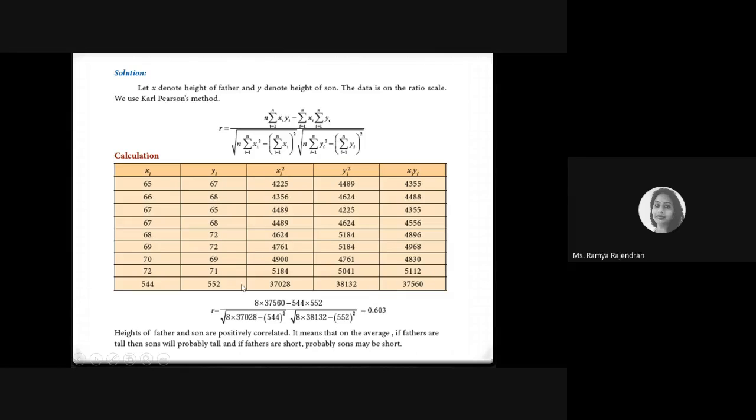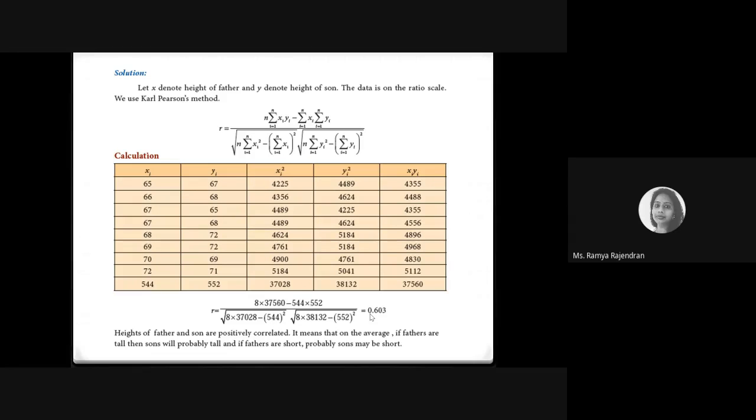Now we apply Karl Pearson's formula. We have n as 8 observations, so 8 into the summation of x into y, which is 37,560, minus summation of x into summation of y, which is 544 into 552, divided by the square root of n, which is 8, into summation of x squared, which is 37,028, minus the summation of x whole squared, which is 544 squared. We substitute the y values as well, and we get a value of 0.6.